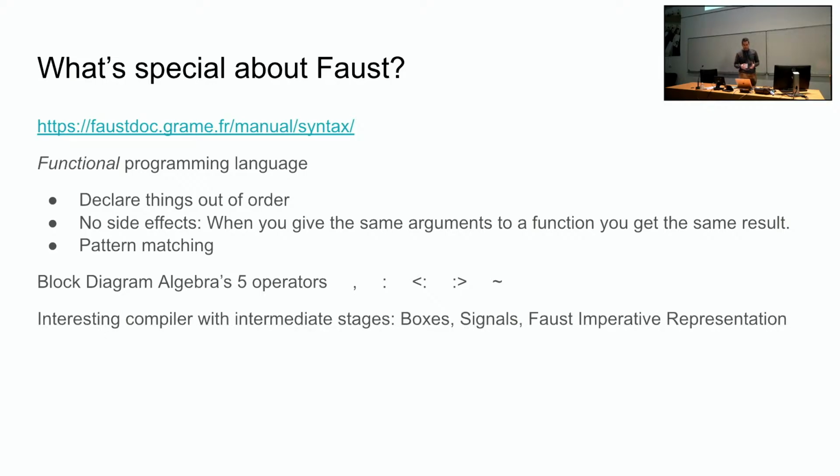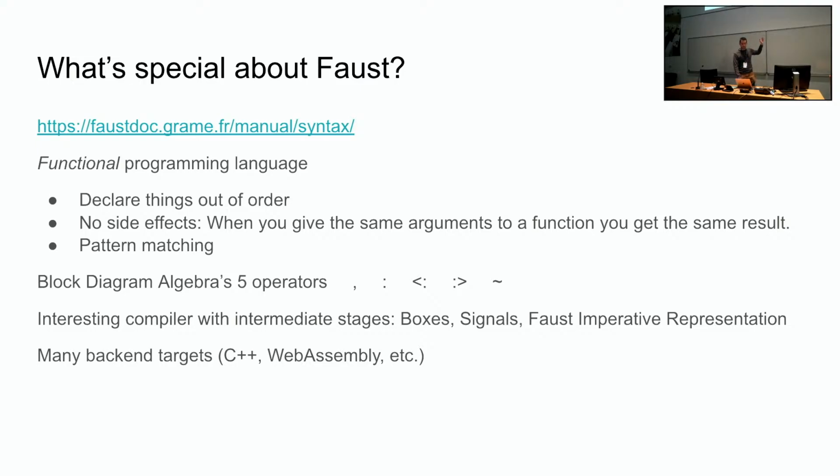It also has a very interesting compiler with intermediate stages, and I'm going to be talking about those things more today. So those intermediate stages are boxes, signals, and the Faust imperative representation. And also at the end of the Faust imperative representation, Faust gets translated into target languages such as C++, WebAssembly, and so on. But I won't necessarily be talking about those.